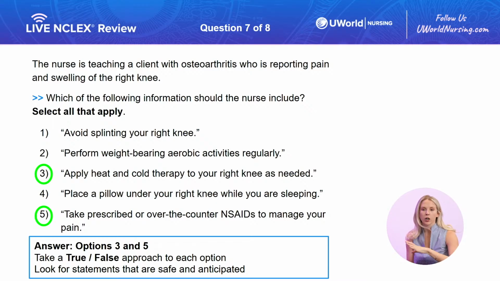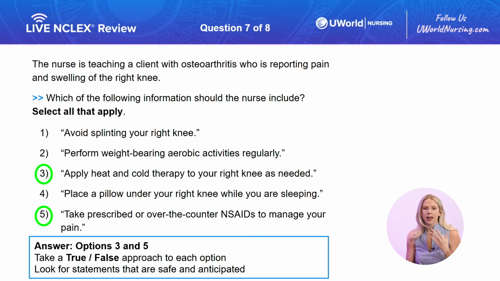So 3 and 5 are our correct statements. Therefore, there are correct options. 1, 2, and 4 are incorrect. We would not want to include this. We do want to splint the knee to help stabilize it. Again, this can cause joint instability, so this splint will add in a little bit more stability.